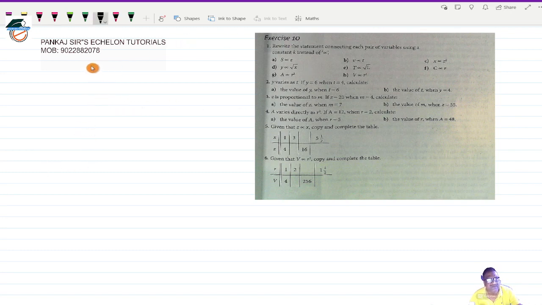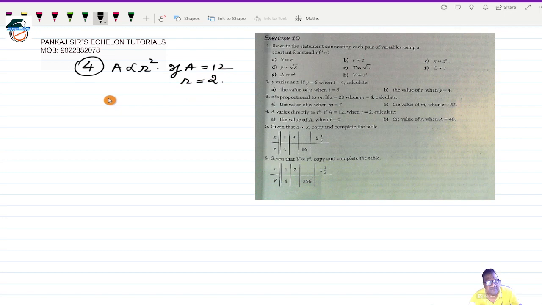Yeah. So today we are going to start our session with question number 4, right? So question number 4 says that A varies directly as R square. So I'll write it A varies directly as R square. Okay. And if A is 12, A is equal to 12, he says R is equal to 2.